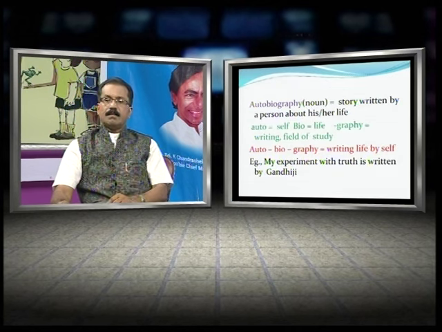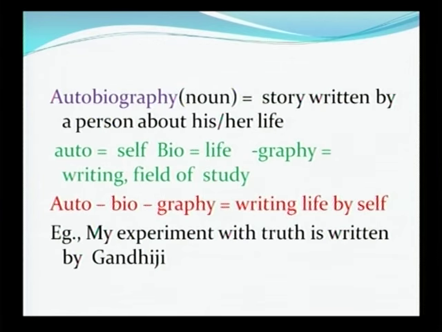So, both have explained the meaning very well. Please look at the board. A story written by a person about his or her life is called an autobiography, as Umesh said. Auto means self, bio means life. Graphy means writing or field of study. So, autobiography means writing life by oneself. My Experiments with Truth is written by Gandhiji.